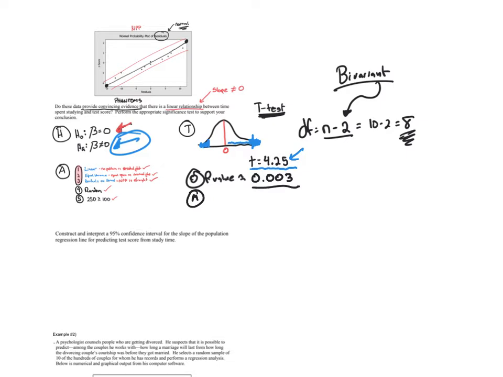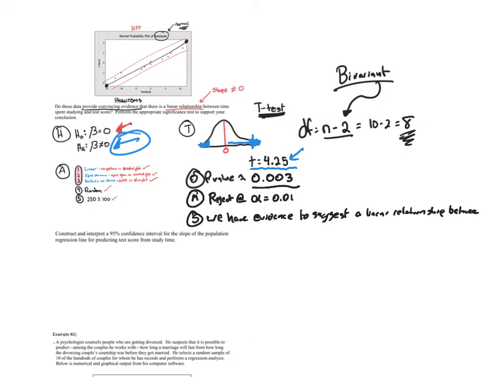Such a small p-value, let's go ahead and reject at alpha equals 0.01. I'm going to use the small. So summary, we have evidence to suggest a linear relationship between time spent studying and test score.